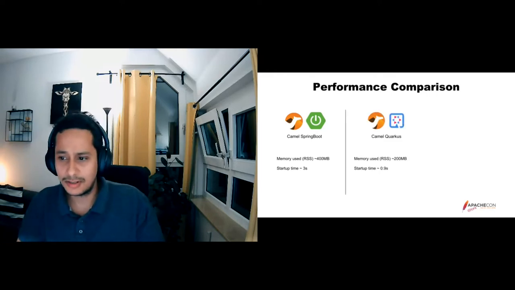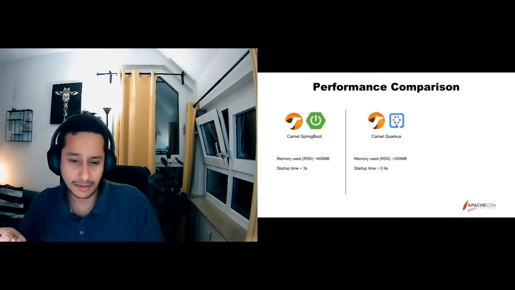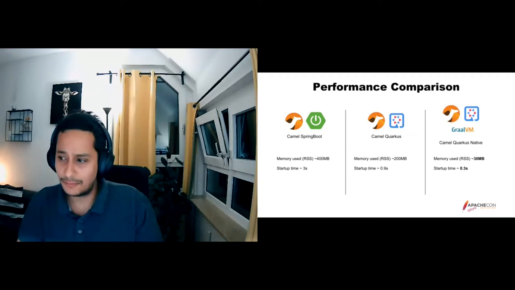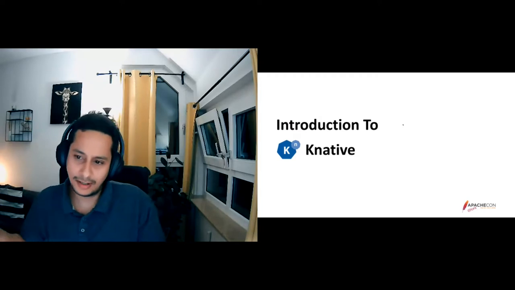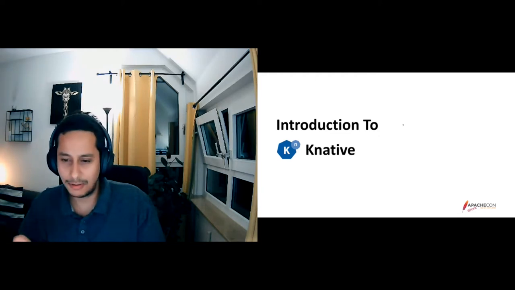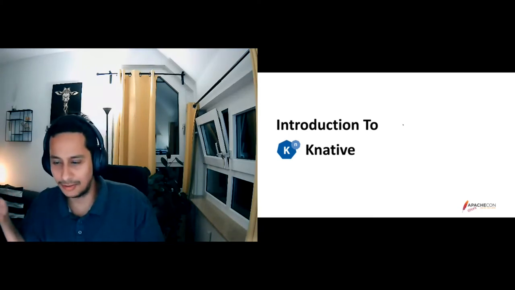And if you take a look at the Quarkus Camel route, here we see it utilizes 200 megabytes and only started in 0.9 seconds. This is now running in the JVM mode, so it doesn't yet run in the ahead of time compilation mode like the native mode. And if we see the native mode, it only uses 30 megabytes and it starts in only 0.03 seconds, which is like nothing, I would say. So now we have very optimized resources, and our Java software or services are more friendly for cloud native, meaning that they are smaller, they utilize resources better, they don't eat the RAM.